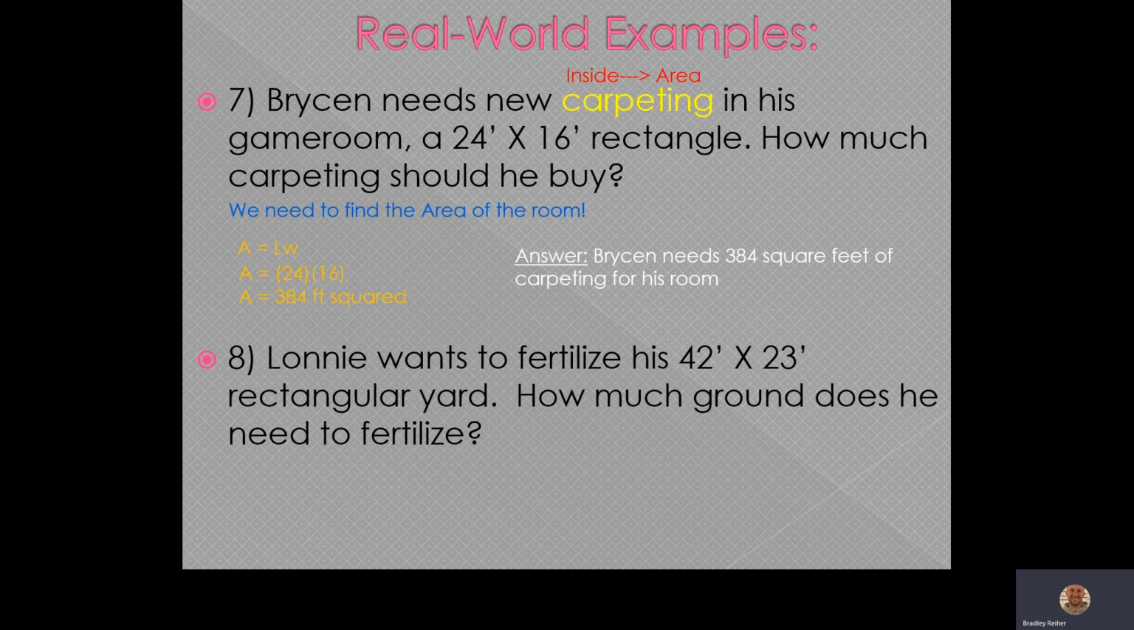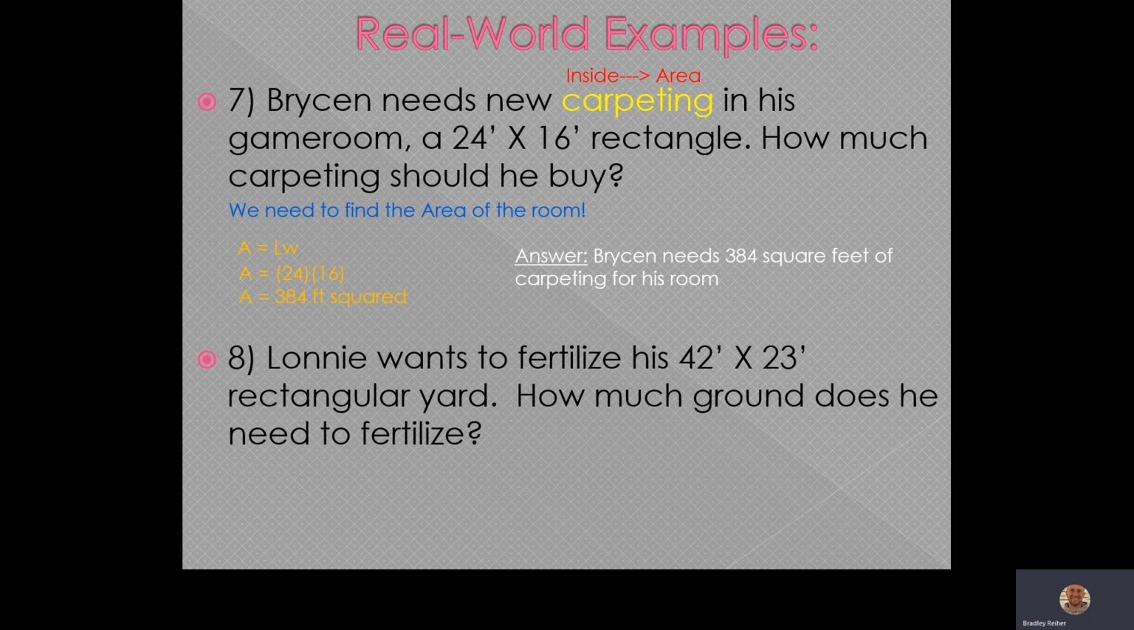Okay, same idea. Real world examples. These are word problems, so again, they're probably a little bit trickier, but again, there's a key word that'll kind of tip you off to what you're looking for. It's either going to be area or perimeter that you're going to search for and try to calculate in this section. So for number 7, we have it worked out for you. Bryson needs new carpeting in his game room. It's a 24-foot by 16-foot rectangle. How much carpeting should he buy?